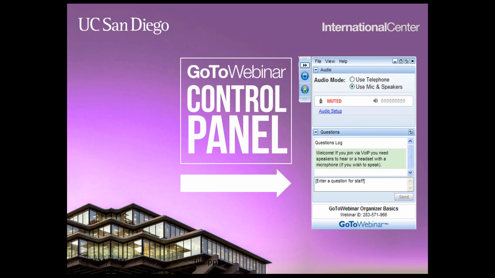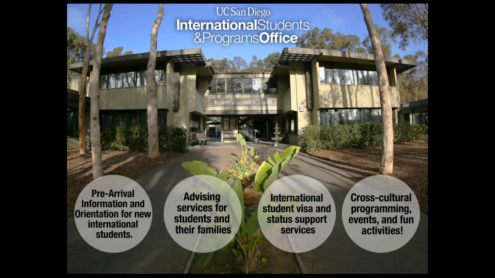For this upcoming fall quarter, UC San Diego admitted over 2,500 new international students and over 850 international graduate students. The International Students and Programs Office is here to assist you from the very start. We provide pre-arrival information and orientation for new international students, as well as advising services for you and your families. You can come to us if you have any questions regarding your international student visa status, and in addition, we offer fun cross-cultural programs and activities for all students at UC San Diego.